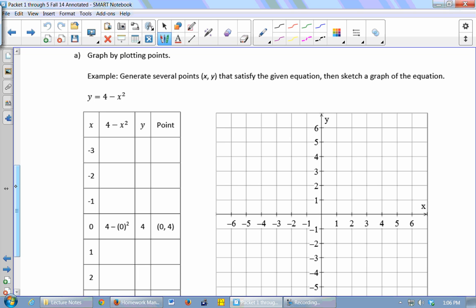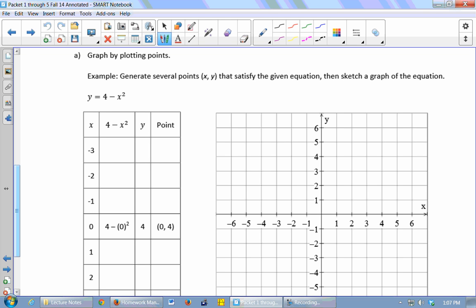So our first, most primitive method, and when you hear primitive, don't think bad, right? Think I can always do that, is plotting points. So if we're just going to generate several points x comma y that satisfy this equation, plot them to get an idea of what it looks like visually. So I've given you several x coordinates, right? So what I'm going to do is take each of these x's, plug it into the expression 4 minus x squared to get the y.